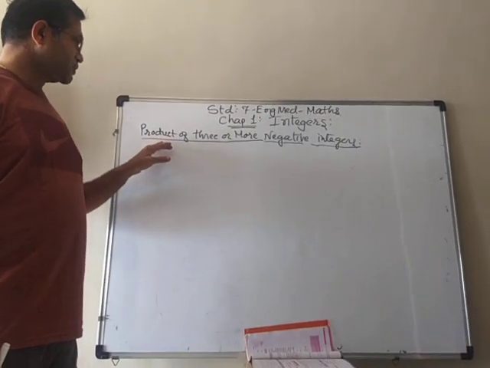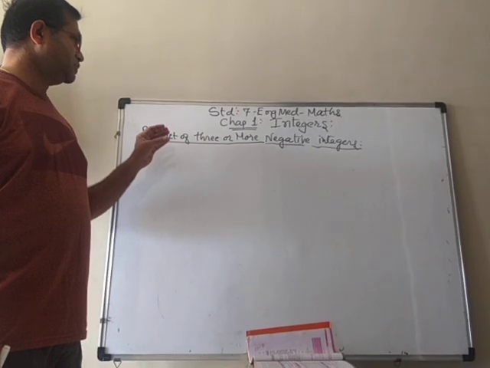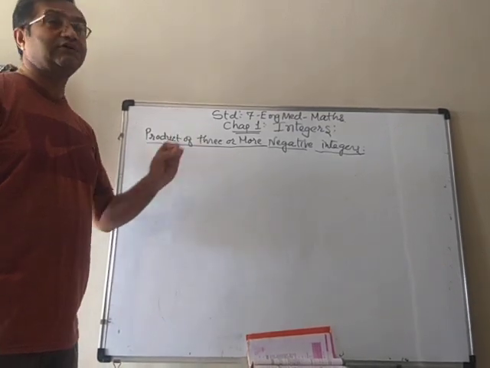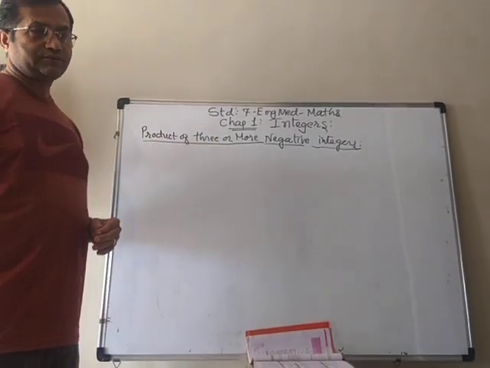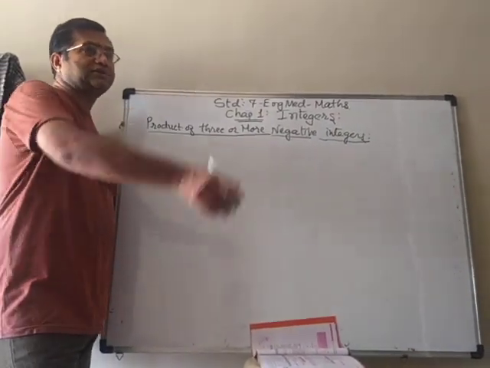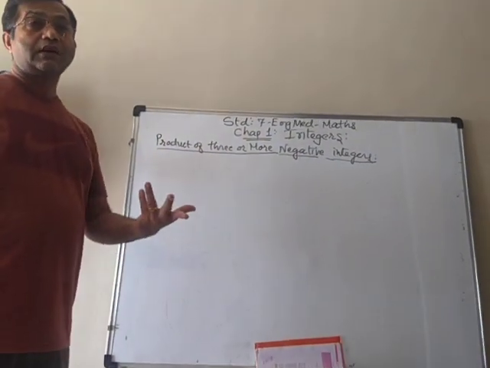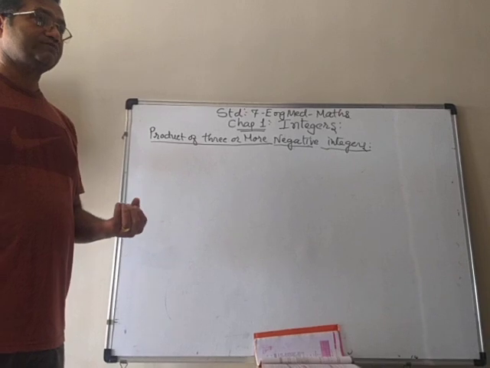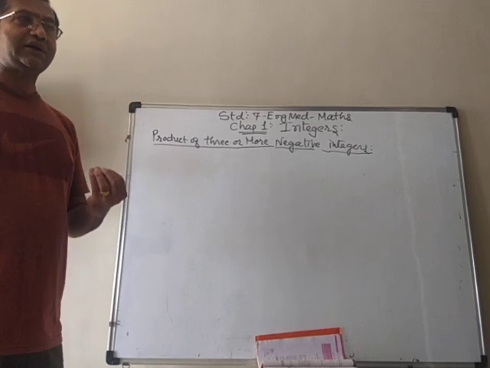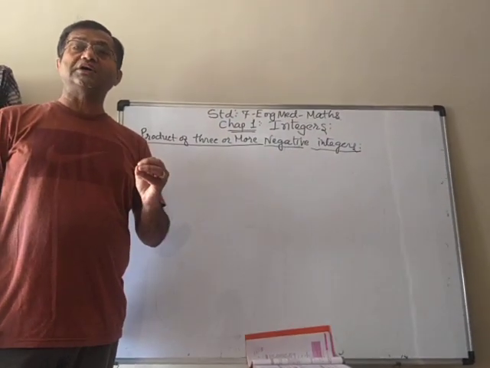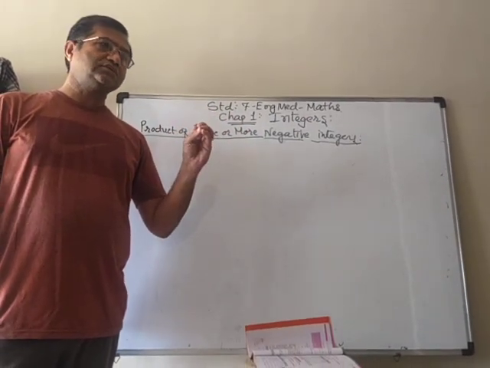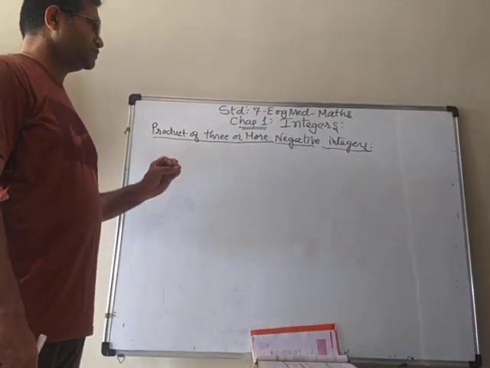Now today we are going to learn about multiplication of integers when there are three or more negative integers. Meaning in the product there are at least three negative integers or more. Then how do we multiply them? How do you get the product? Multiplication is the same. There is no change in the multiplication. Only the effect will be on the sign, positive or negative. So the best thing to remember is what I will show you.